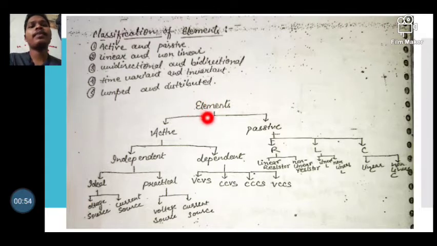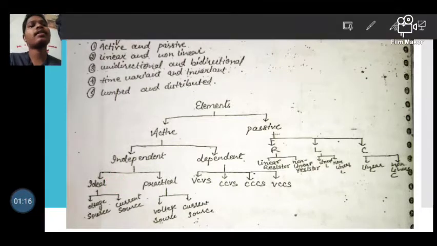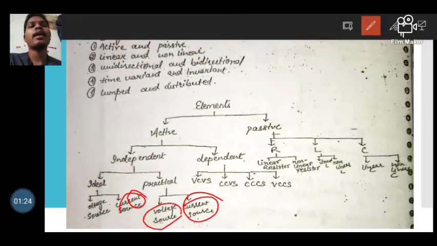So elements are classified into two categories. One is active, another one is passive. In case of active, they can be divided into two groups: one is independent, another is dependent. Independent can also be classified into two groups: one is ideal and another one is practical. In the ideal, there is an ideal voltage source and an ideal current source. Like that, in the practical, there is a practical voltage source and a practical current source.